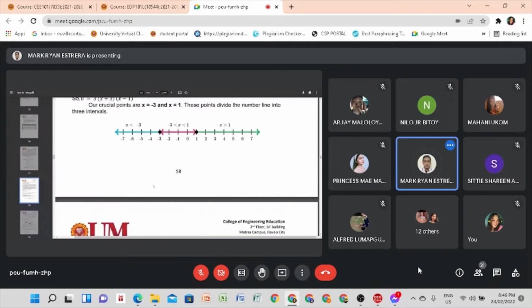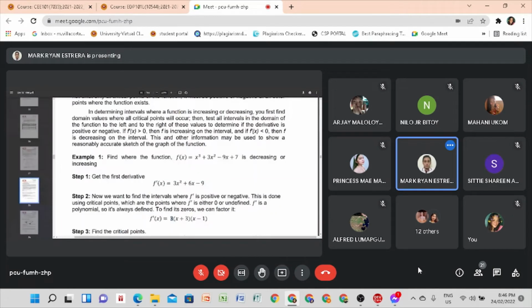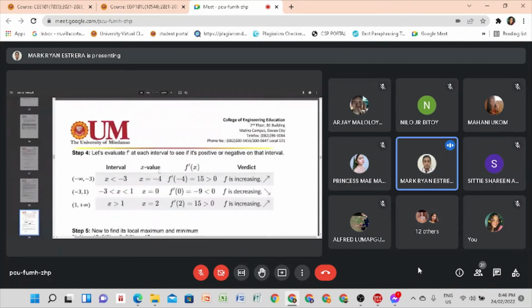X value. Okay. X values will start at -4. Let's say our jump is 1 unit. So that would start at -4. That is beyond -3, which is less than -3. This will conform to this interval for the x value. Okay? Now, for f prime of x, you substitute -4 here.